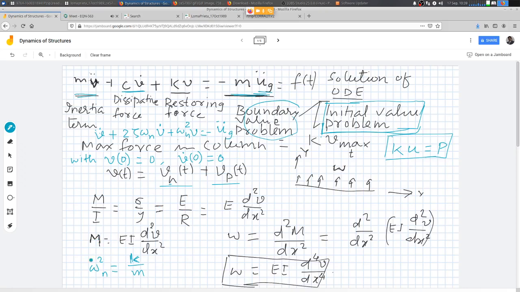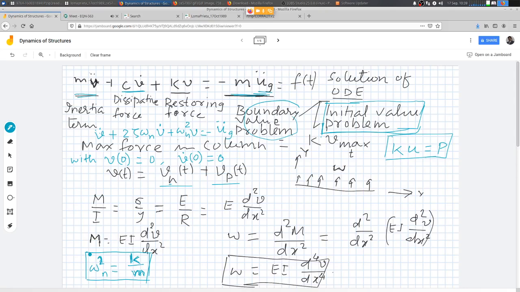So the interpretation is very simple, very far reaching and very significant. For a given value of k and m, the system will execute simple harmonic motion only at this frequency. Simple harmonic motion is not possible at any frequency other than this, and that's why it's called natural frequency. That's an inherent character of the system.